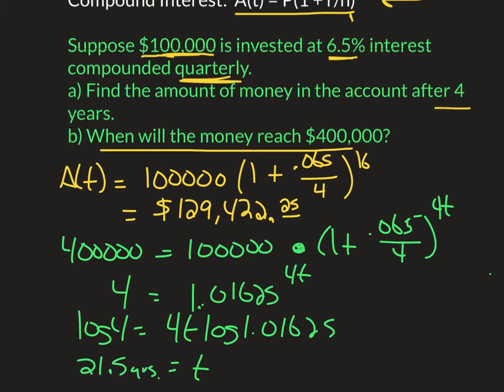You might want to punch it in. Actually, I did this. I divided log 4 divided by that log first. Then I divided that by 4 because there's a 4 in the front also. So that's how it went right there.